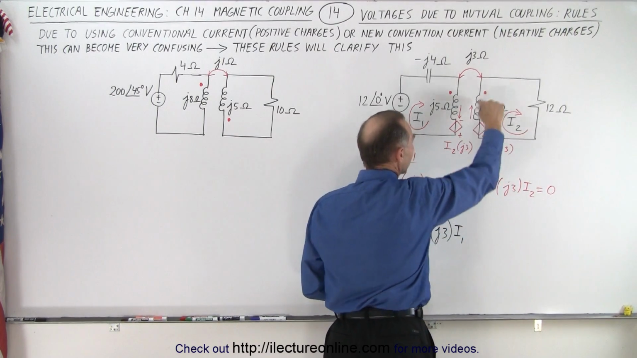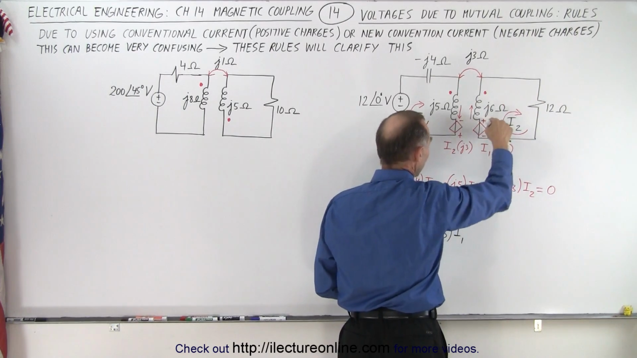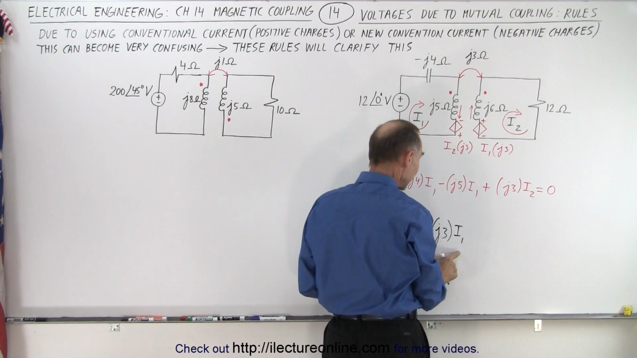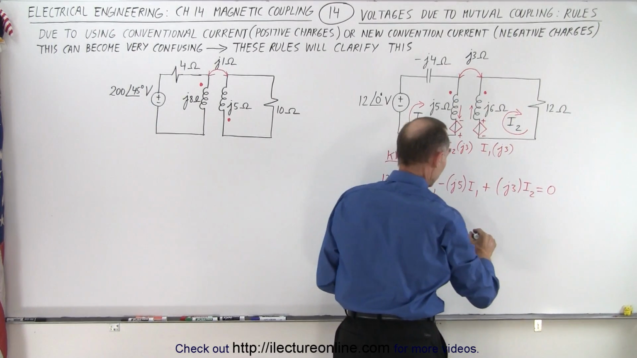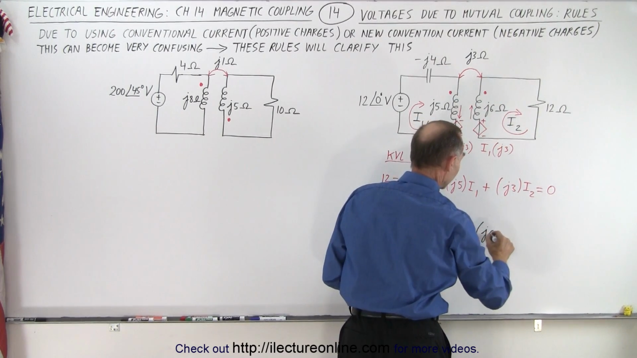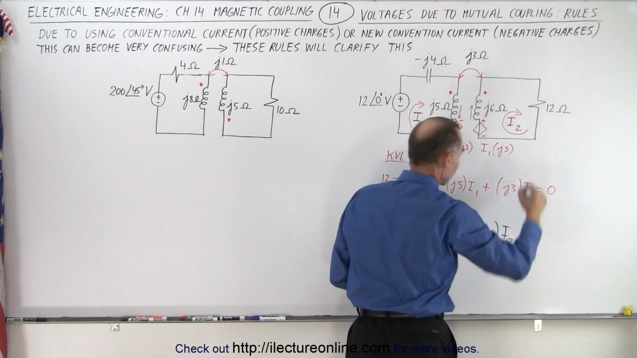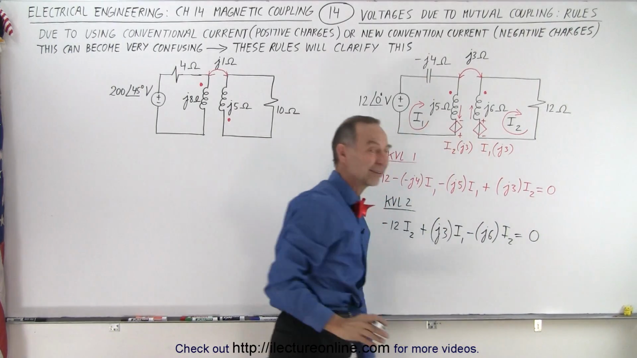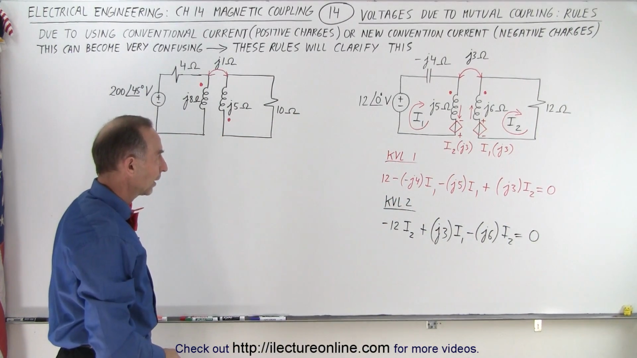So we're going along the loop in this direction. The current direction is this way, so we go from negative to positive. That's a voltage rise, j3 times I1. Then we have a voltage drop across the inductor, that would be minus j6 times I2, and then we come all the way around and we're back to 0. So that's how you set up the two voltage KVL loops as you go around.